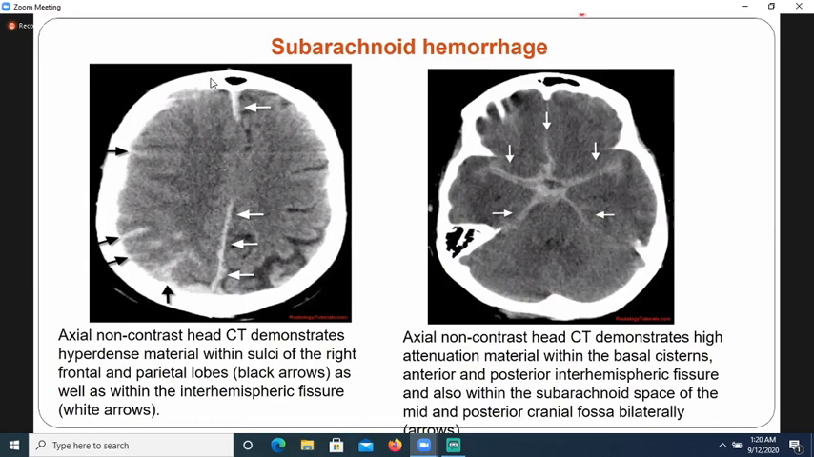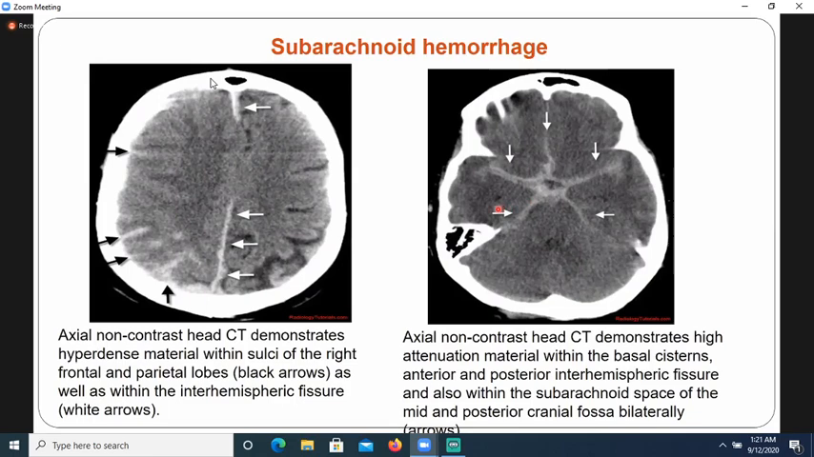In this, these are the basal cisterns where there is a hyperdensity. So this is also indicating the subarachnoid hemorrhage because it is within the fissure, within the cistern, within the sulci.